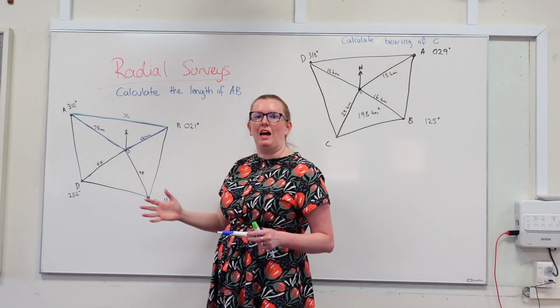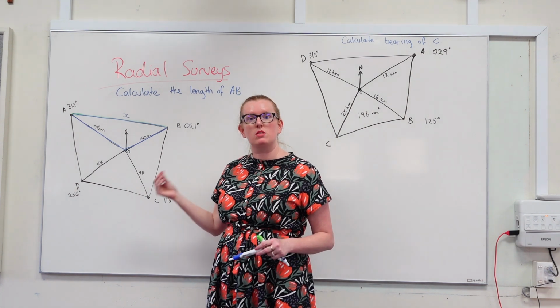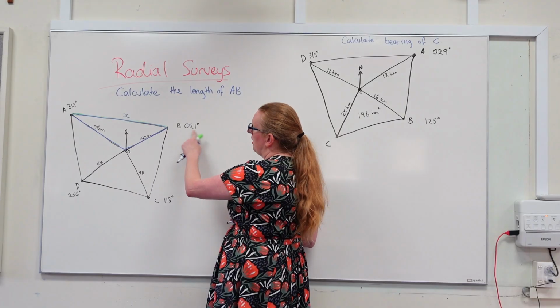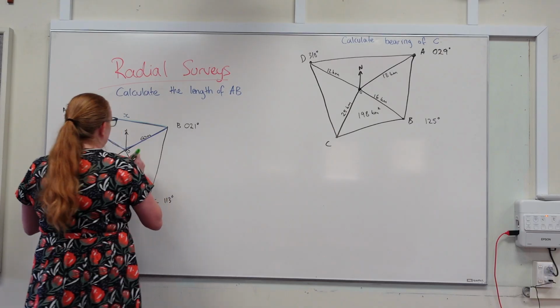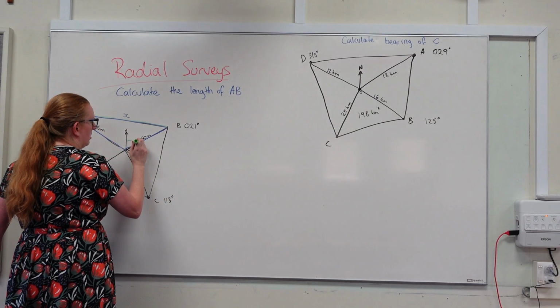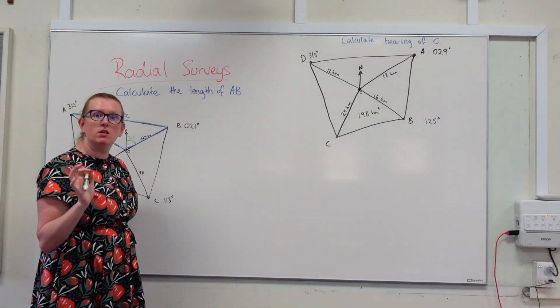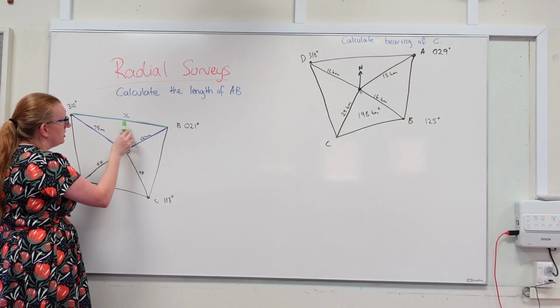So I've got to have a look at the picture and see where I can pull some more information off to help me solve this question. So I can see that here I've got a bearing of 21 degrees. What this means is that the measurement in here from north to here is 21 degrees. All right, so I'm partly there. Now I've just got to figure out how big this section is.